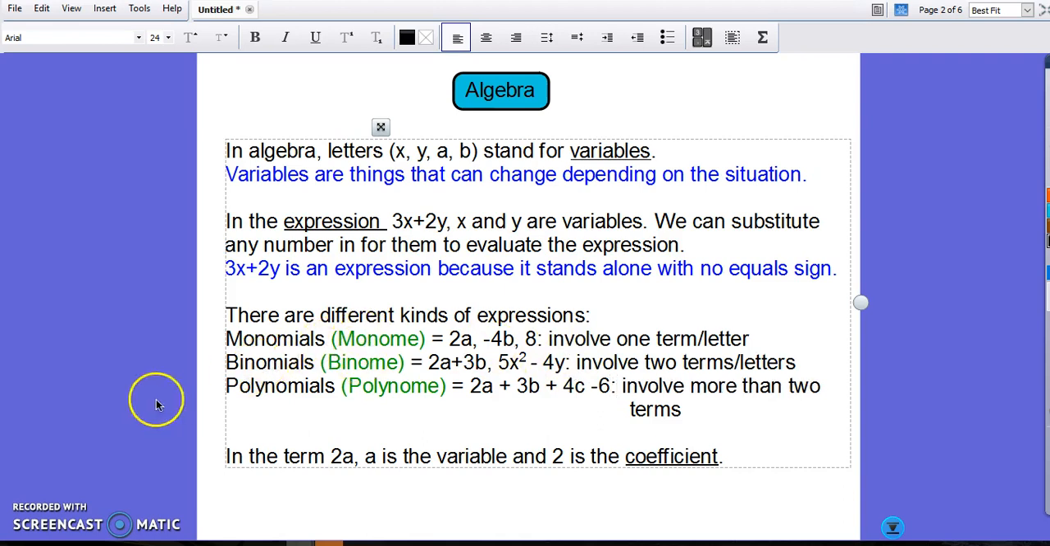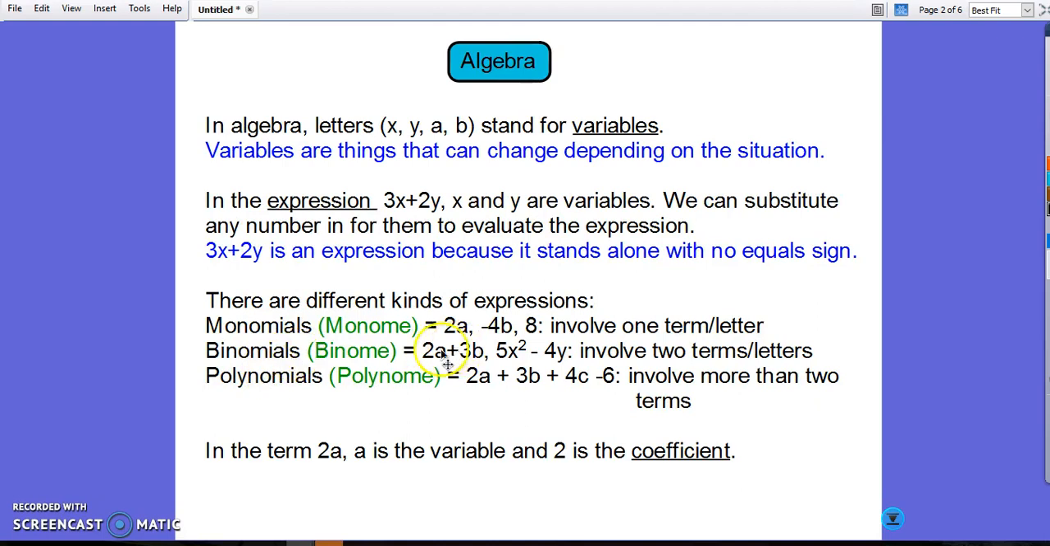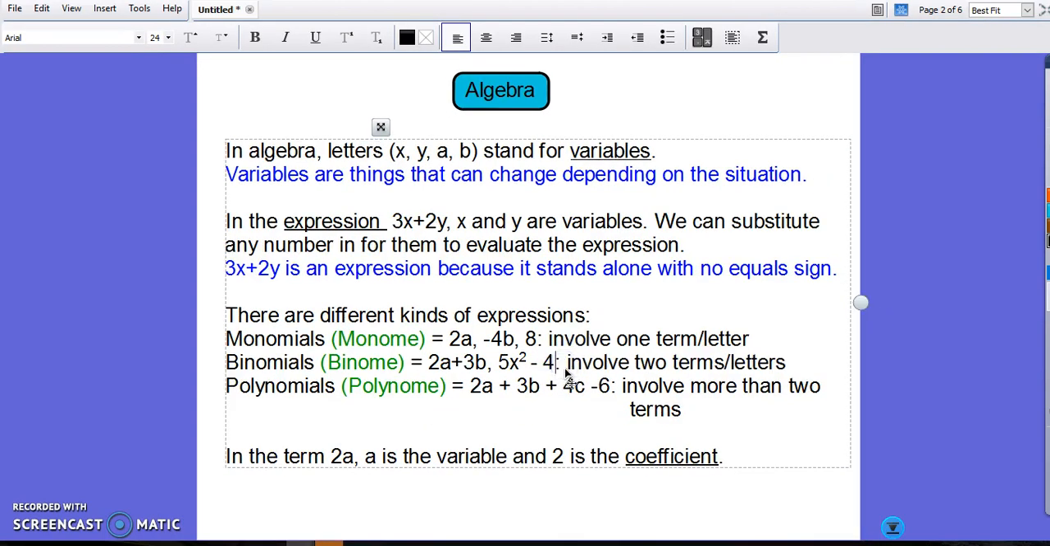Then we have binomials, which in contrast to monomials, they include two terms or letters. So you have 2a plus 3b, or 5x squared minus 4y, for example. You might also have 5x squared minus 4x, you could have, or 5x squared minus 4. Then we have polynomials, and these can involve any number of terms. So normally more than two, otherwise it's generally referred to as a monomial or a binomial. But as you can see here, this is an example of a polynomial.